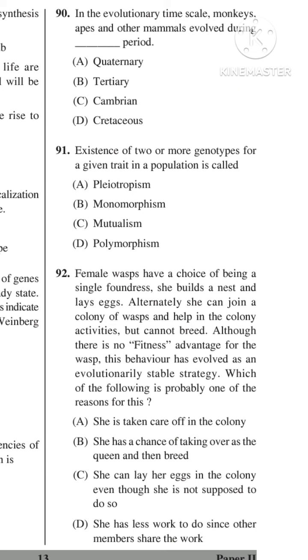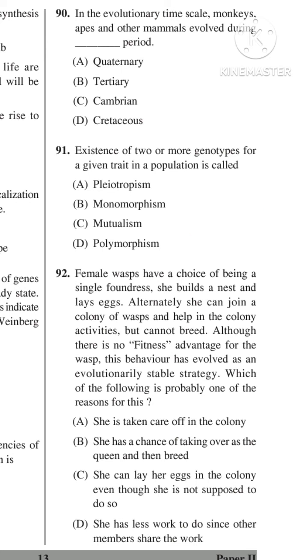Next, 91. Existence of 2 or more genotype for a given trait in a population is called, that option D, polymorphism. Remember, the question must be looked at carefully. Existence of 2 or more genotype for a given trait, nothing but a phenotype. So 2 or more phenotype means many phenotype. Therefore polymorphism is the right answer.